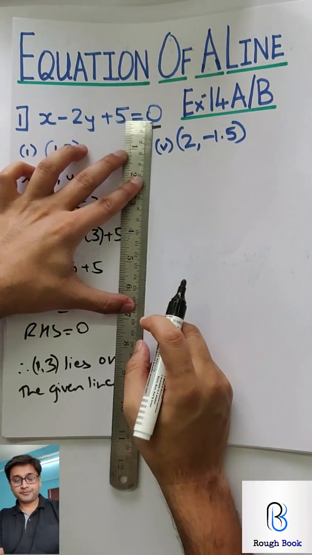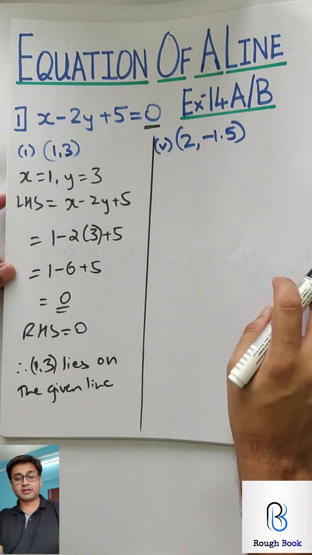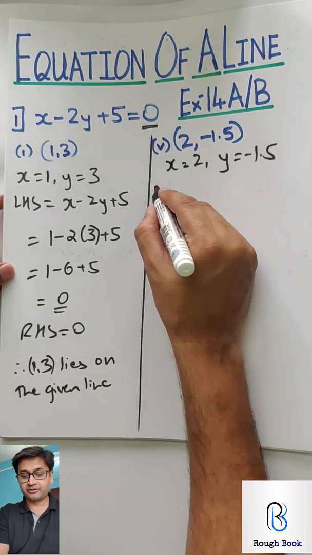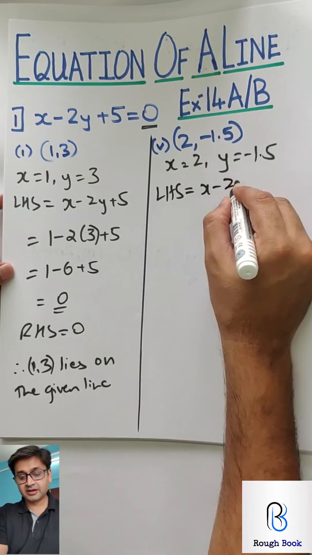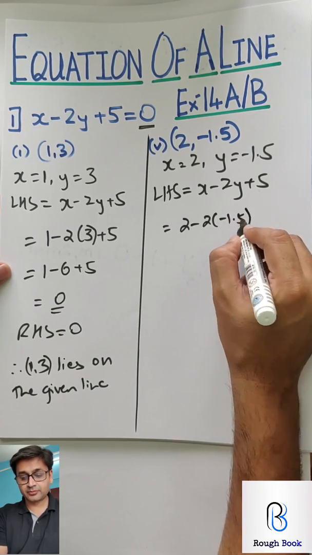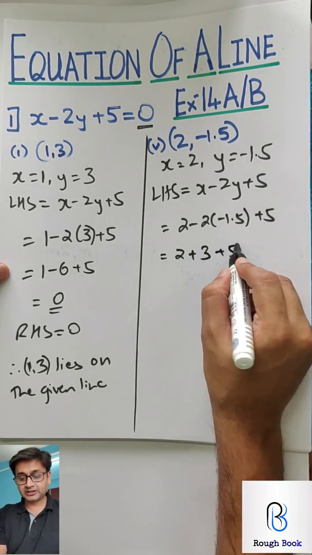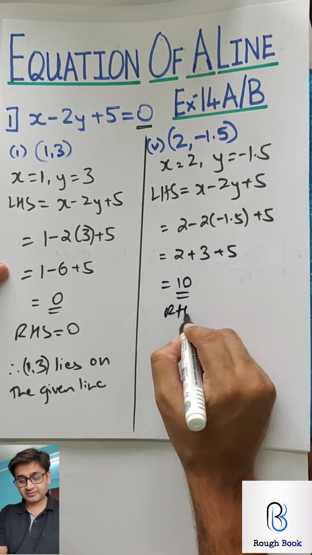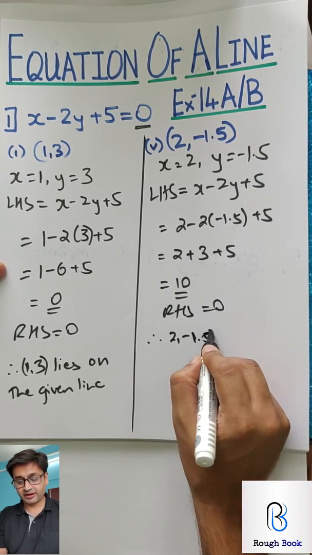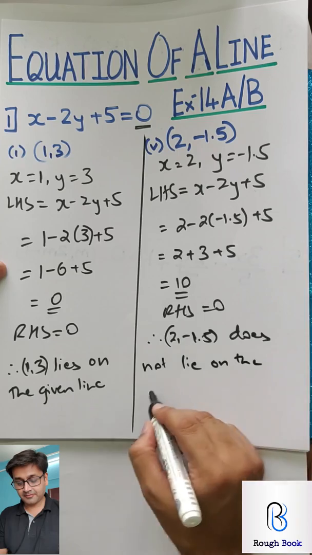Can you try the second part on your own and go about it? Come on, everyone, without my help. Same method. You're considering x as 2 and y as minus 1.5. So LHS, x minus 2y plus 5. So x is 2, 2 into y, which is minus 1.5, plus 5. So 2 plus 3 plus 5. So I get this as 10. Whereas my RHS is 0, and therefore I will say that (2, minus 1.5) does not lie on the given line.